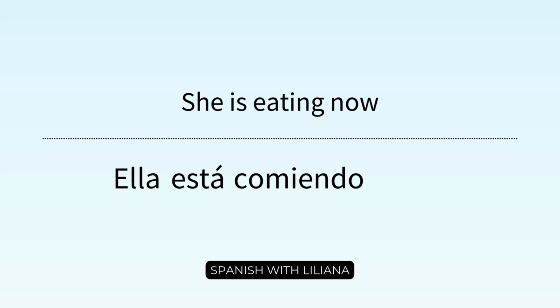Eating is comiendo. Just like in English, the ing verbs in Spanish end in yendo or ando. Ella está comiendo. Now is ahora. Ella está comiendo ahora. So here again, we can omit the pronoun, but the verb conjugation for she is the same as he. So if you want to be very specific about who you're talking about, then it's recommended to add the pronoun. Ella está comiendo ahora.